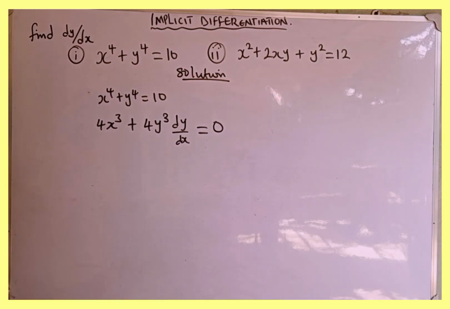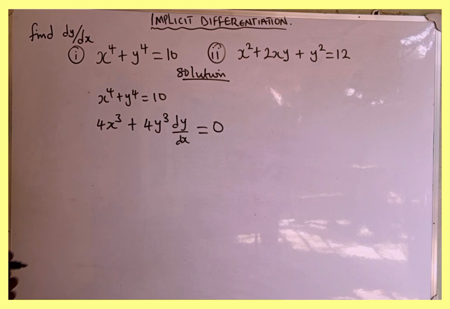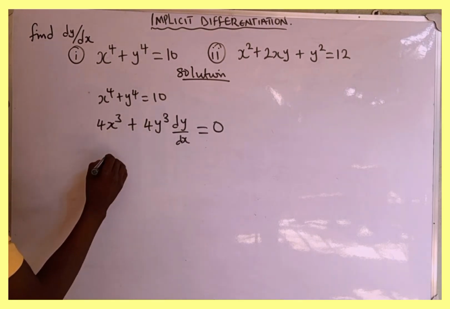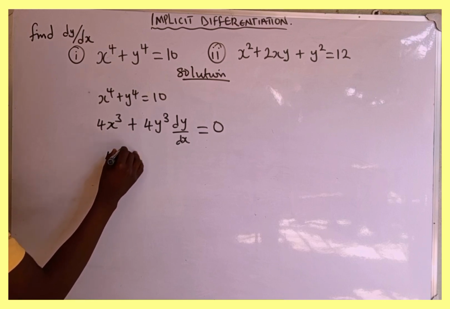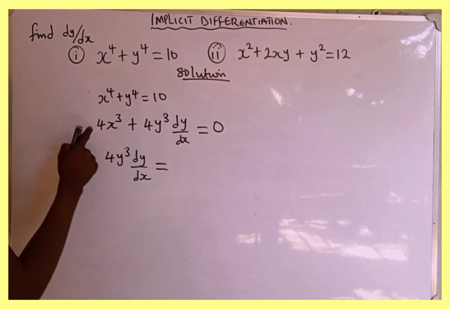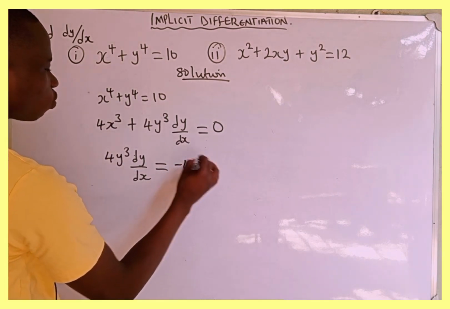Now the next thing we're going to do is to make dy over dx the subject of the formula, because from the question we are looking for the value of dy over dx. Now I'm going to take this 4x cubed to the other side of the equation. We're going to have 4y to the power of 3 dy over dx will be equal to, if you take this to the other side, negative 4x to the power of 3.